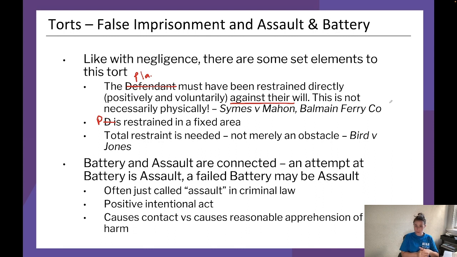Battery and assault are also connected. As I kind of mentioned, they're both in criminal law, just called assault. Battery is actually the physical action of attacking someone. Assault is the threat of attacking someone. So battery, an attempt at battery is probably an assault. A failed battery may still be an assault.